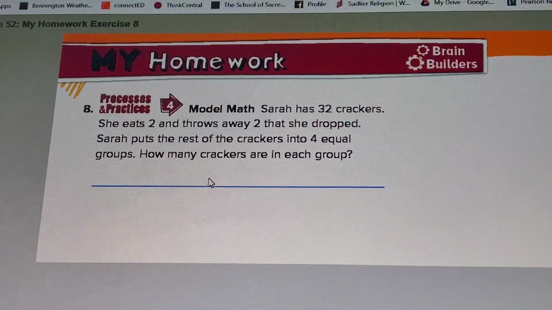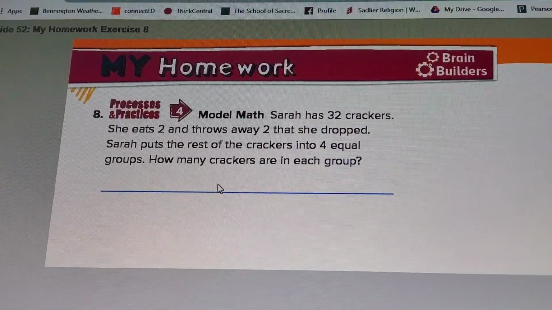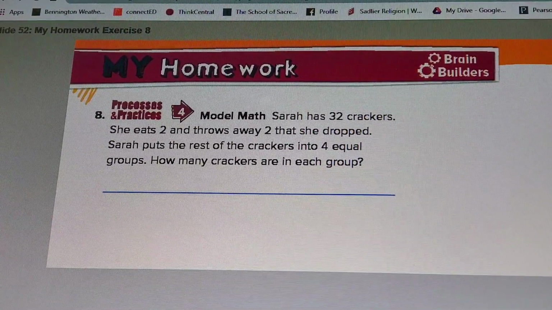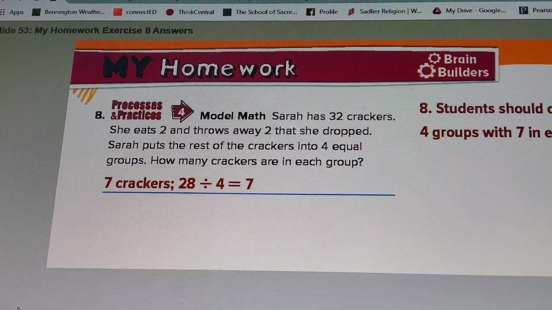So get 28 counters and partition them one at a time into 4 groups. So 28 divided by 4 groups is 7. So each person or each group will have 7 crackers.